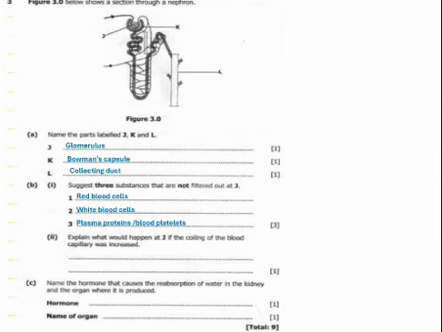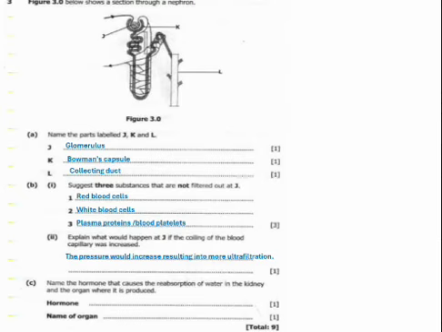B, Roman numeral 2. Explain what would happen at J if the caliber of the blood capillary was increased. What would happen at the glomerulus if we increase the caliber of the blood capillary? An increase in the caliber of the blood capillary results in an increase in pressure, which may result in more ultrafiltration. So you say the pressure would increase, resulting in more ultrafiltration.